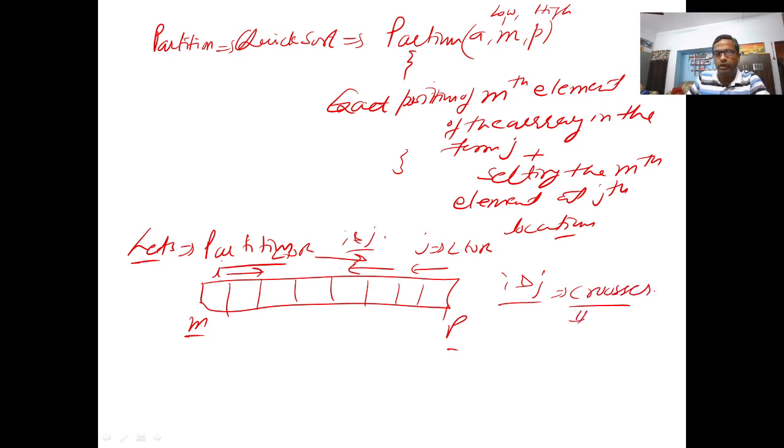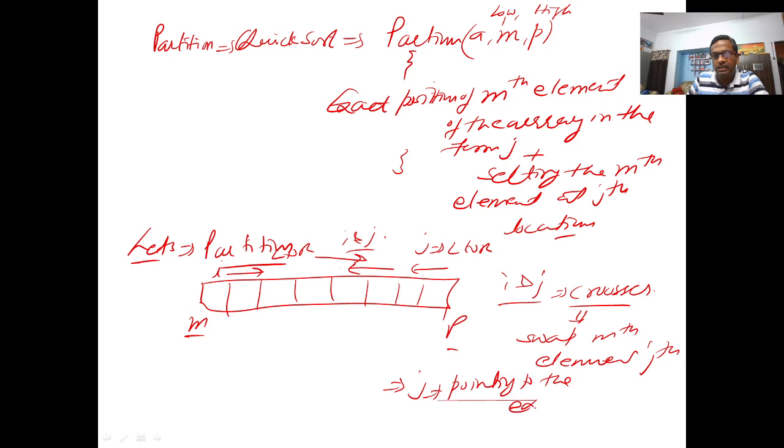and the point where i and j cross was the point of swap between your mth element and your jth element. At that point j was pointing to the exact position of your mth element. This m was called your pivot position. So this was the functioning of your partition algorithm. Now what should be its complexity?